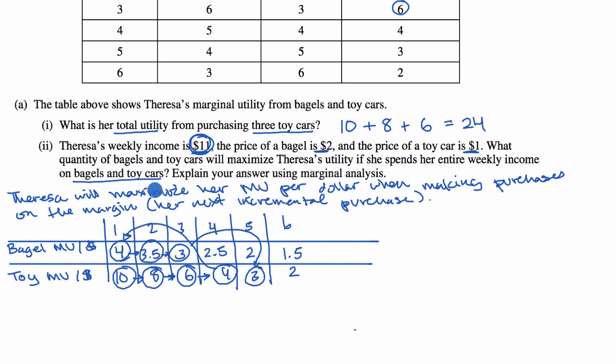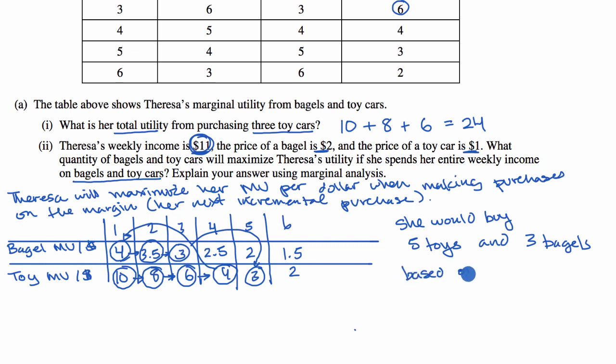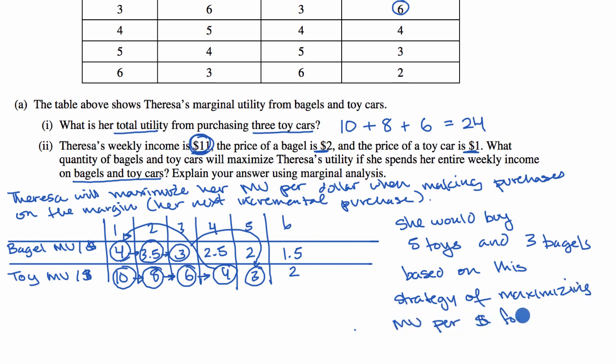And so to answer the first question, she would buy 5 toys and 3 bagels based on this strategy of maximizing marginal utility per dollar for each incremental purchase.